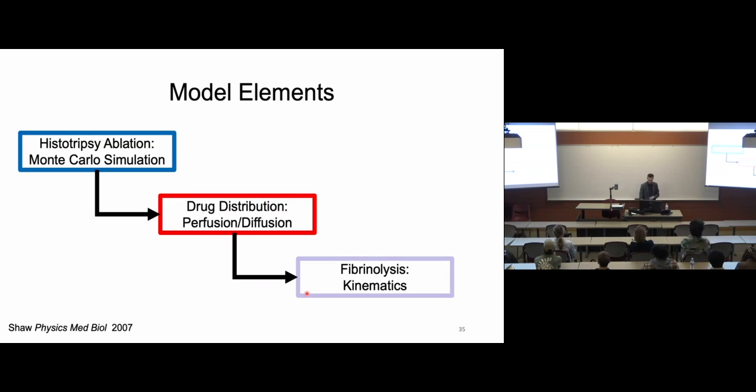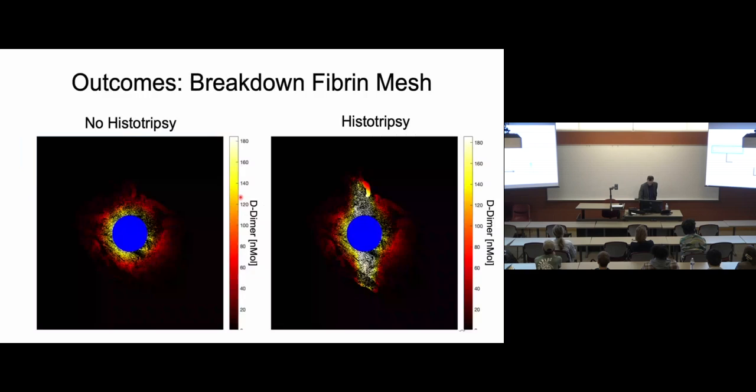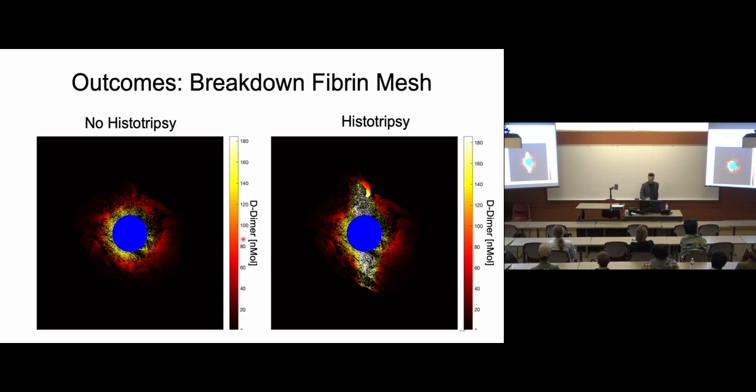So once we know the distribution of drug, we can use kinetics based off some known relationships, the Arrhenius equation, to estimate the action of the drug as a function of the breakdown of fibrin due to the local concentration of the drug and the time over which the drug is distributed. And so these are some initial results here. The blue here is the catheter. The color map overlay indicates the concentration of D-dimer as a function of position. You can see that even in the no histotripsy case, it's not exactly uniform, but that's because we're using actual histological sections where there's a non-uniform distribution of the fibrin mesh. In contrast, you can see for the histotripsy section, there's a larger concentration of the D-dimer, or the breakdown of the fibrin mesh, over a larger area.